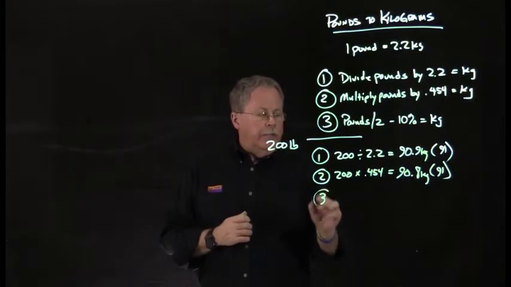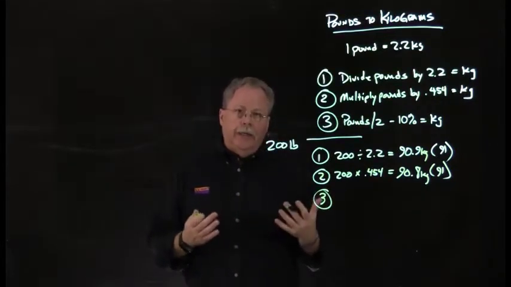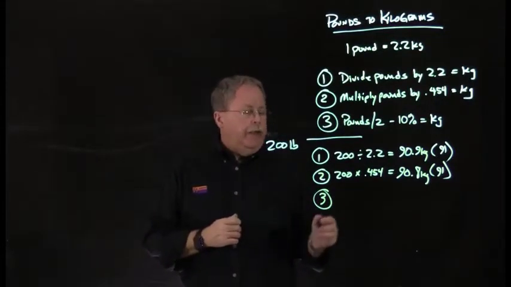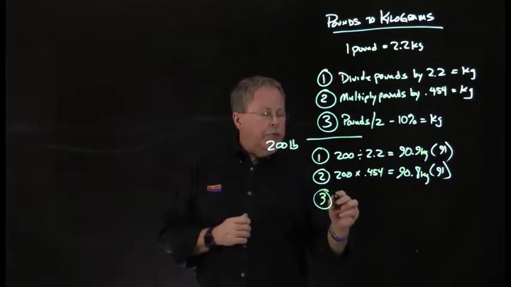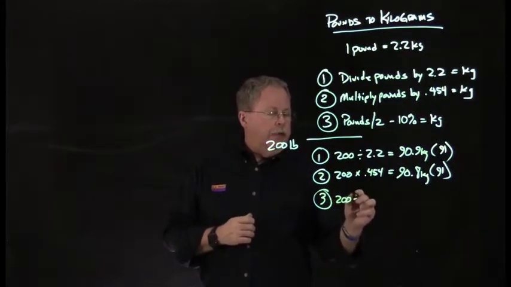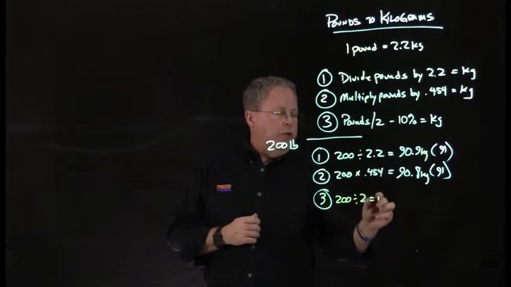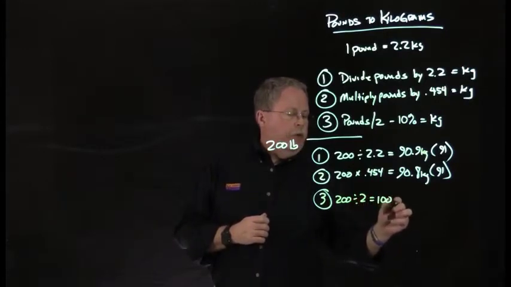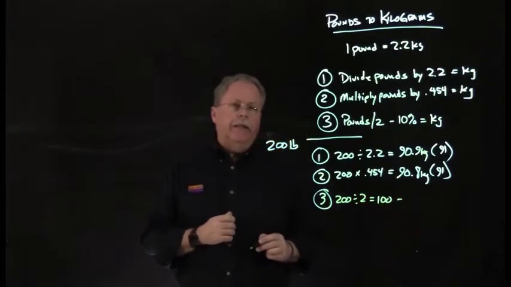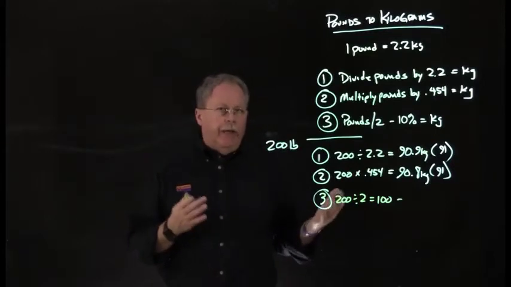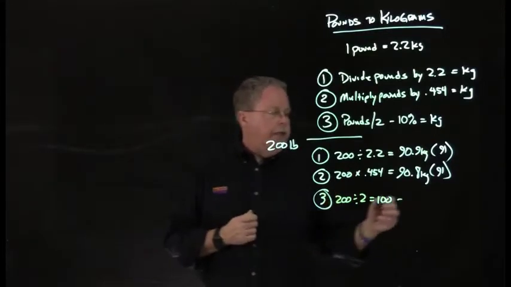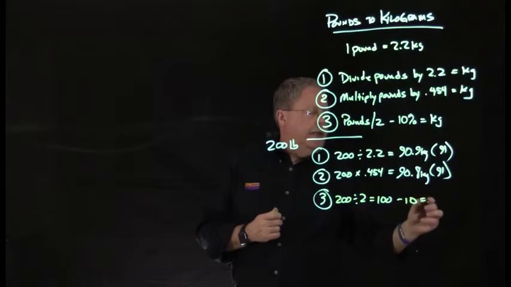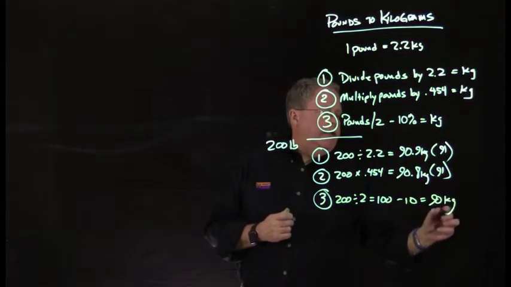Option 3, the 3 a.m. rule, here's the one that you're really going to use out in the field: take 200 and divide that by 2, and that equals 100. From 100, we subtract 10%, and this is easy math, right? 10% of 100 is 10. So we subtract 10 and we get 90 kilograms.